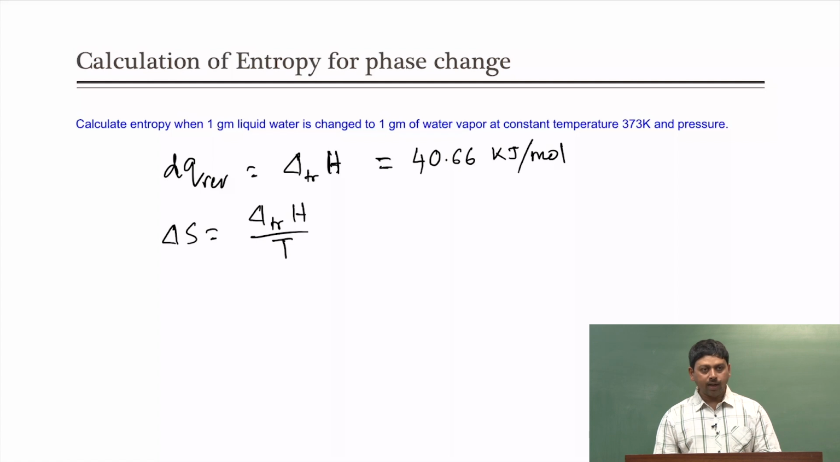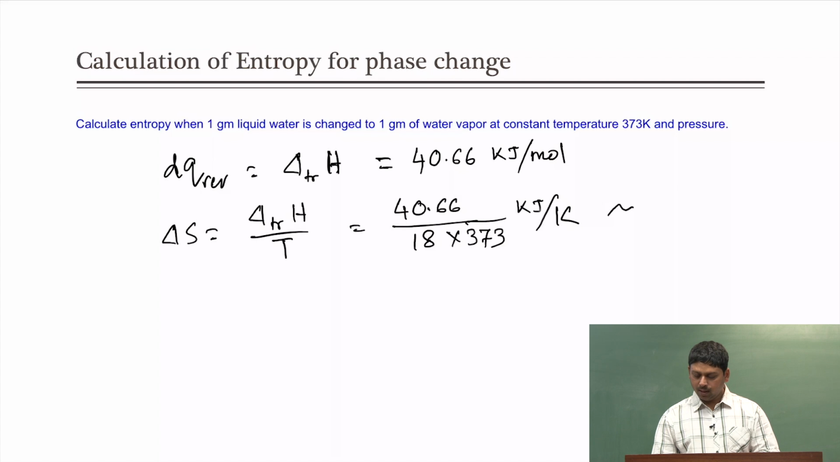Now, we have to calculate the transition enthalpy for 1 gram. We know that 1 mole contains 18 gram. So, it is 40.66 by 18 kilojoule, and then you have to divide by 373, and then you will get kilojoule per Kelvin. This value will come out to be approximately 6 kilojoule per Kelvin if you do the calculation.